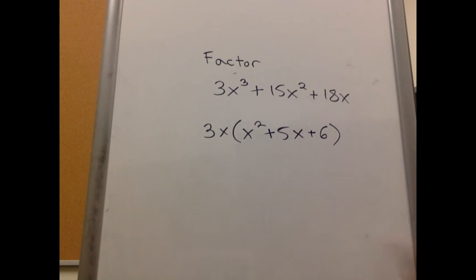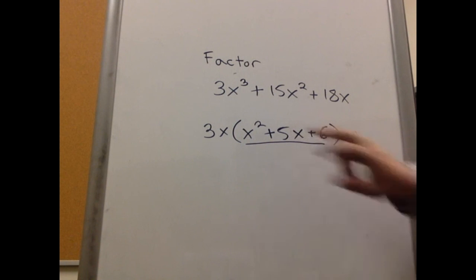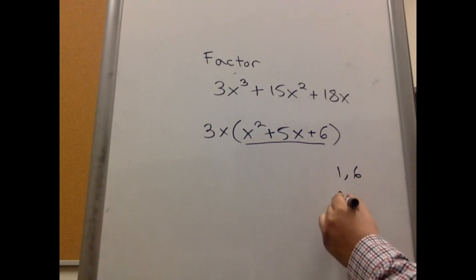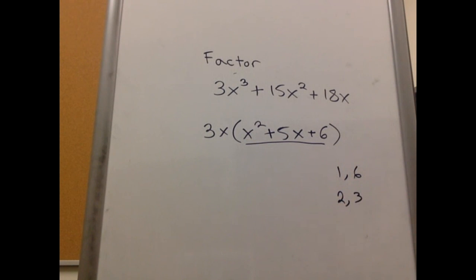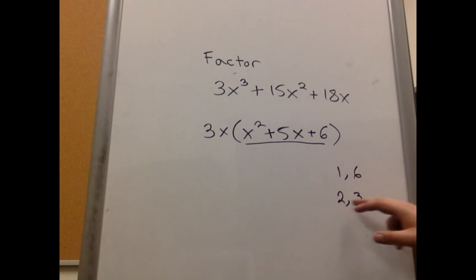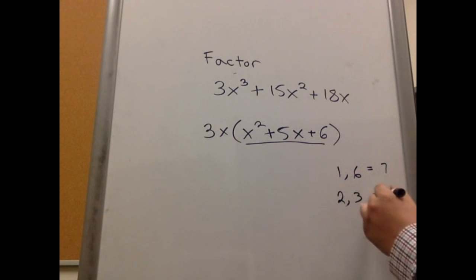Now look at what we have. We have this something inside here that we're familiar with from this section. We now have something that we can factor. Two numbers that multiply to give me 6 and add to give me 5. Those numbers can either be 1 and 6 or 2 and 3. If I add 1 and 6, I get 7. That's not what we want. If I add 2 and 3, I get 5, and this one is the one that we want.